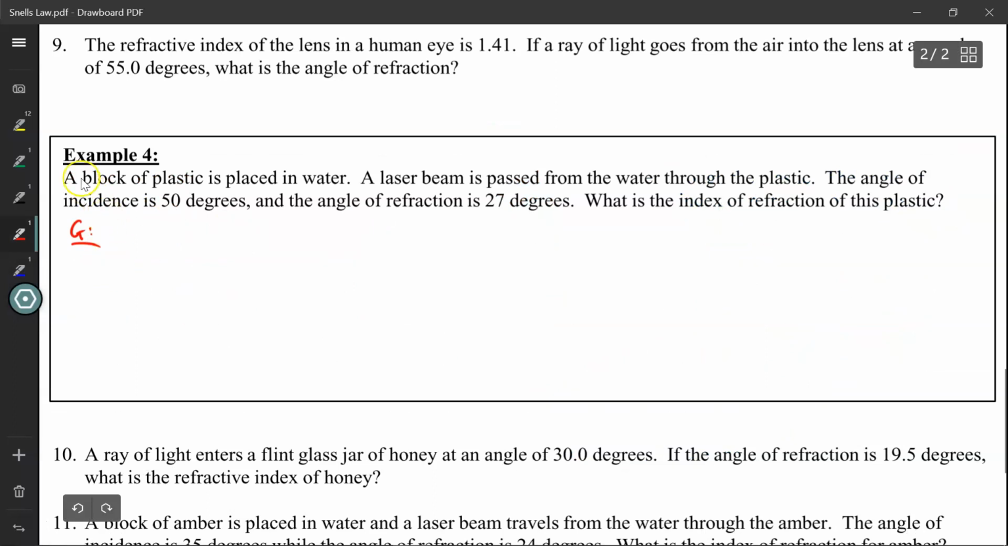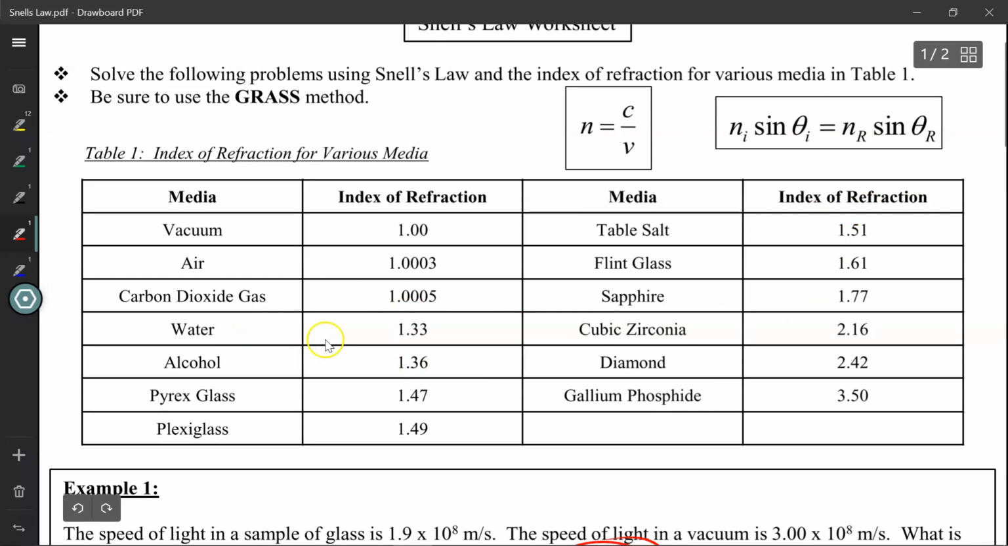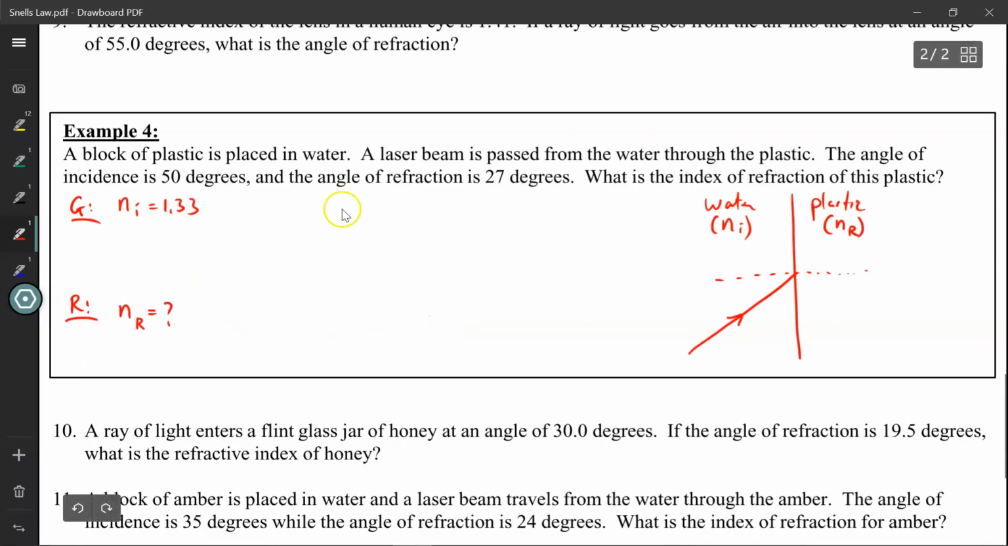Alright, here's another one. A block of plastic is placed in water. A laser beam is passed from water through the plastic. So water into plastic, which means water is my Ni, while plastic is my Nr. Looking at my chart, I know the index of refraction for water is 1.33, and they want me to find the index of refraction for this plastic, so that's my required. Now it says the angle of incidence is 50 degrees. The angle of incidence is always measured from the normal, so theta I is equal to 50, while the angle of refraction, theta r, also measured from the normal, is 27 degrees.